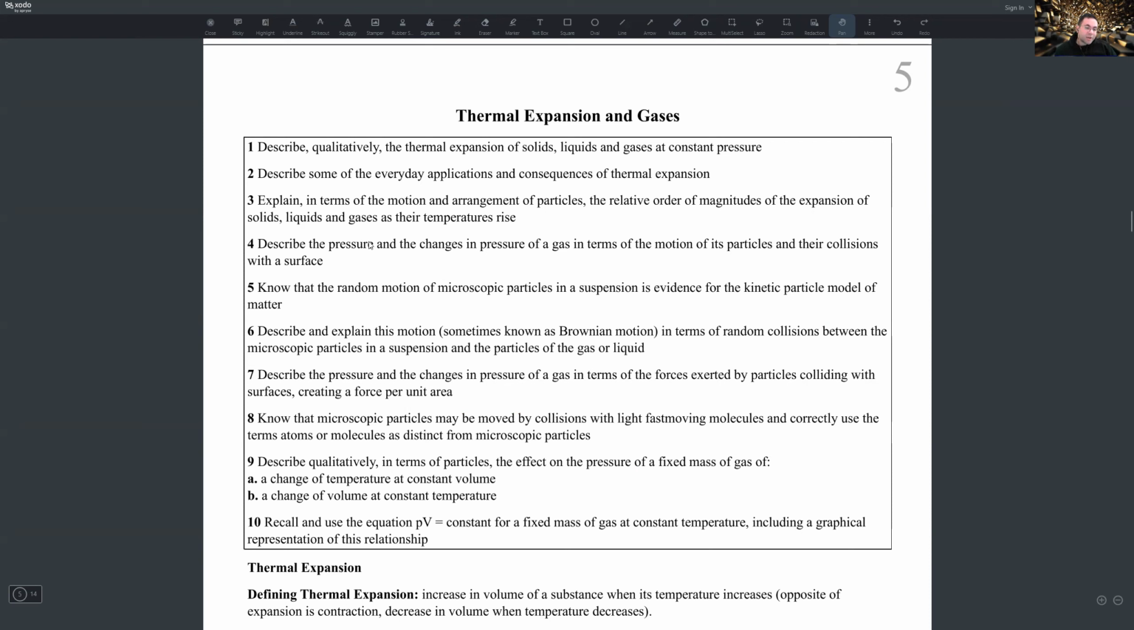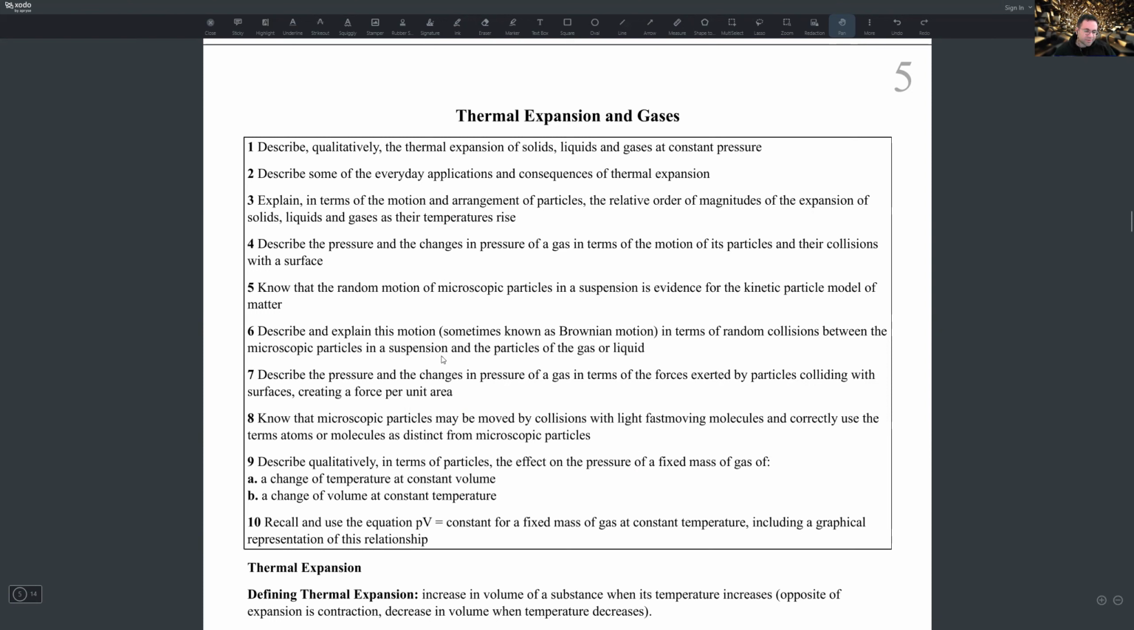Then describe the pressure and changes in pressure of a gas in terms of motion of particles and their collisions. Know that the random motion of microscopic particles in a suspension is evidence for the kinetic particle model of matter, which is Brownian motion. It's just evidence of the particle model of matter. Describe and explain this motion, called Brownian motion, in terms of random collisions between microscopic particles in a suspension. This word simply means liquid or gas, and the particles of the liquid or gas.